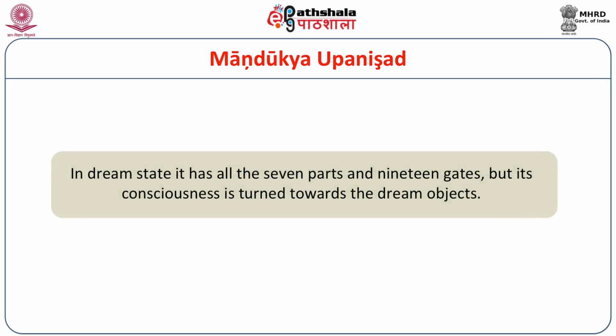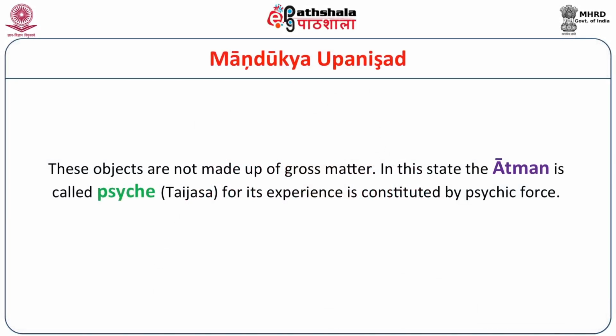In the dream state, it has all these 7 parts and 19 gates, but its consciousness is turned towards the dream objects. In this state, there are no external objects. The mind is focused on internal objects. These objects are not made up of gross matter. In this state, the Atman is technically called Taijasa, for its experience is constituted by psychic force.